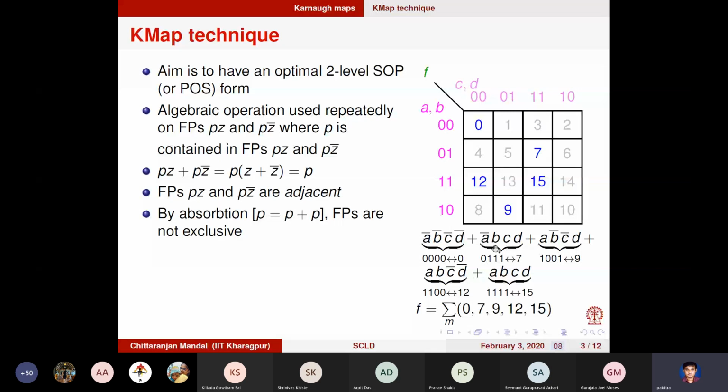Since they are geometrically laid out in two dimensions, and the rows and columns are in this adjacent order, so that adjacent cells differ by one variable, you can easily identify these patterns. You can easily identify the presence of pz and pz bar from the location of the true minterms. The moment you identify them, you absorb them and you eliminate the z variable. So that's the idea, and that's how you do a minimization. This is a Karnaugh map for 4 variables A, B, C, and D.